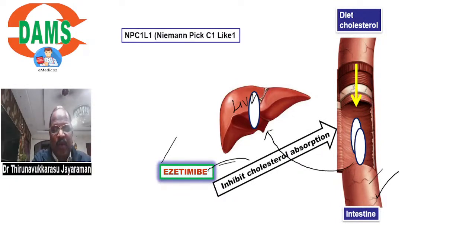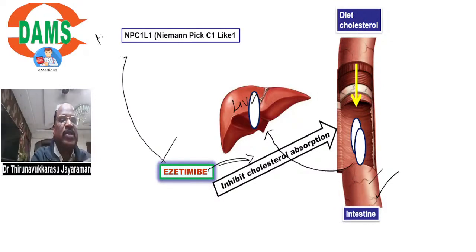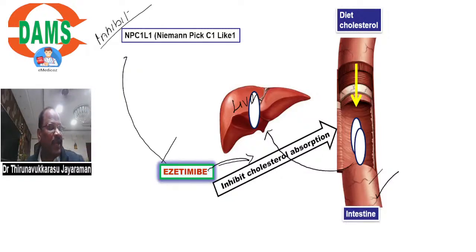Ezetimibe inhibits cholesterol absorption. Ezetimibe actually inhibits NPC1L1, the Niemann-Pick C1-Like 1 channel, through which cholesterol gets absorbed. The absorption of cholesterol from the intestine is blocked by ezetimibe. Ezetimibe acts by blocking the NPC1L1 channel, thereby inhibiting cholesterol absorption.